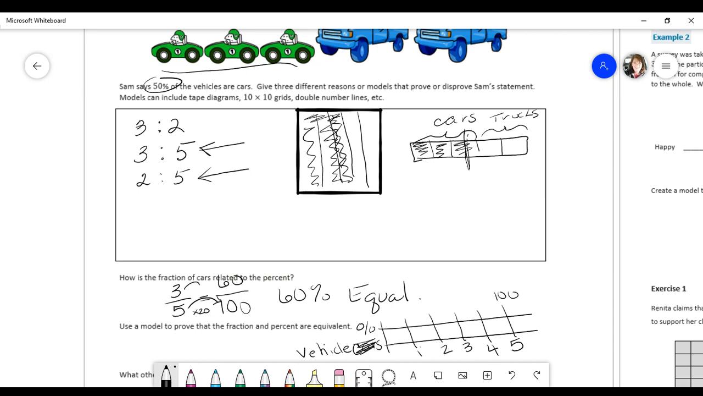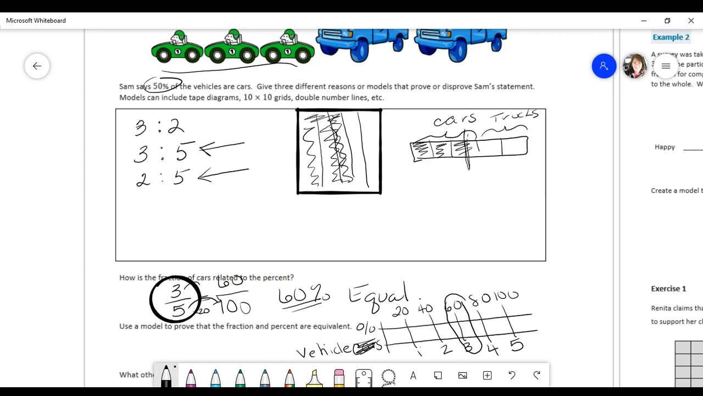So we have to figure out, what are we counting by in order to get 5 lines that are up to 100? What would each of these be worth? Well, what's 100 divided by 5? 20, right? So this is 20%, 40%, 60, 80, and 100. And then I can see we're proving that the fraction and the percent are the same. Absolutely. So 3 out of 5 is the same thing as 60%.